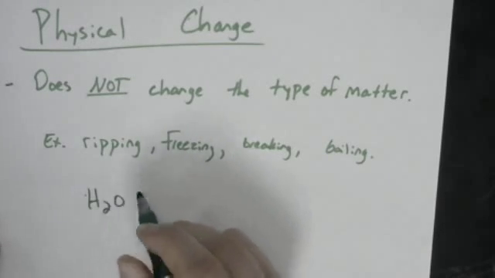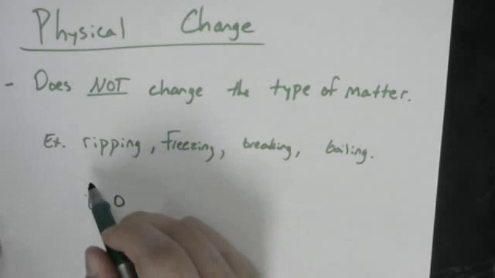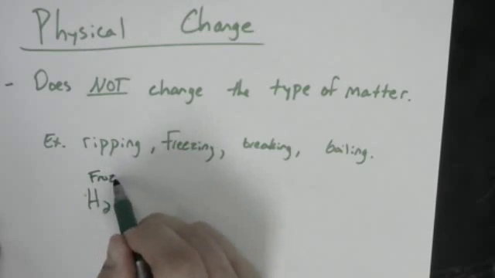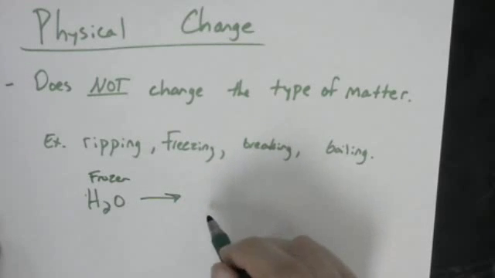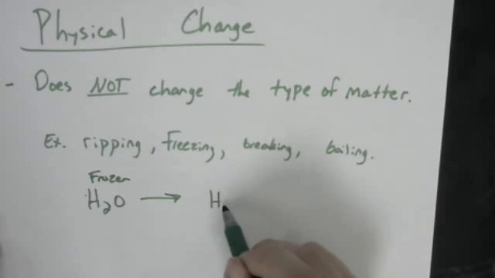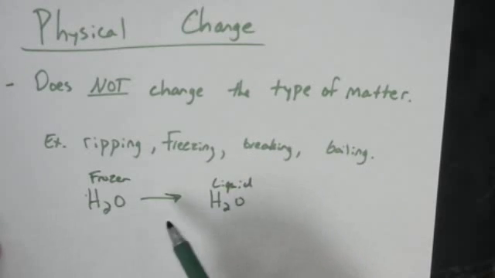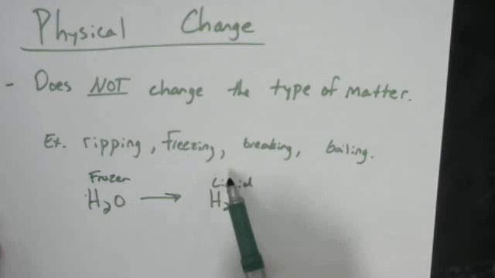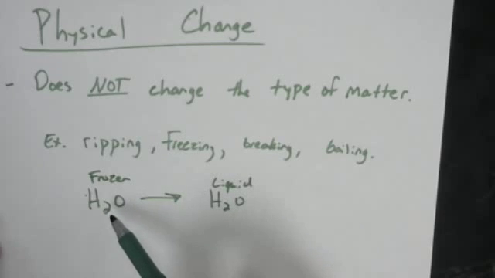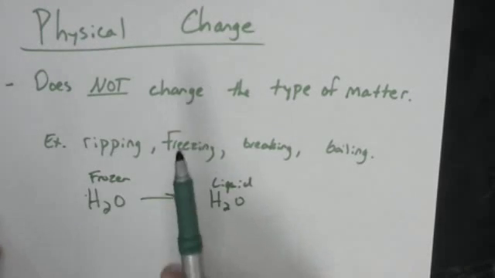if H2O was frozen, all right, and then we heated it up till now it's H2O liquid. All right, it went from a solid to a liquid. But the composition stays the same, H2O and H2O. So the composition stays the same. So if the composition stays the same throughout the change, then we know it is a physical change.